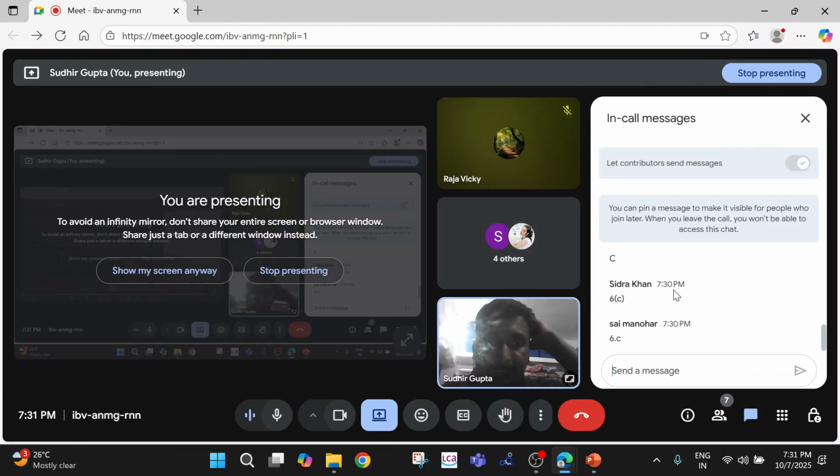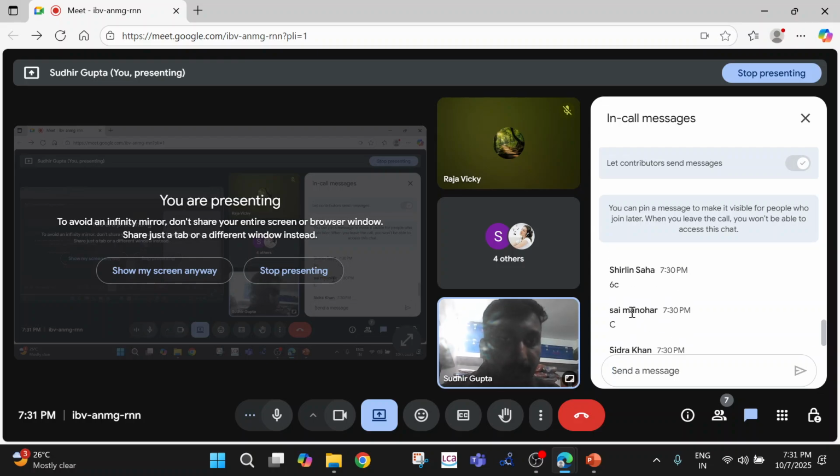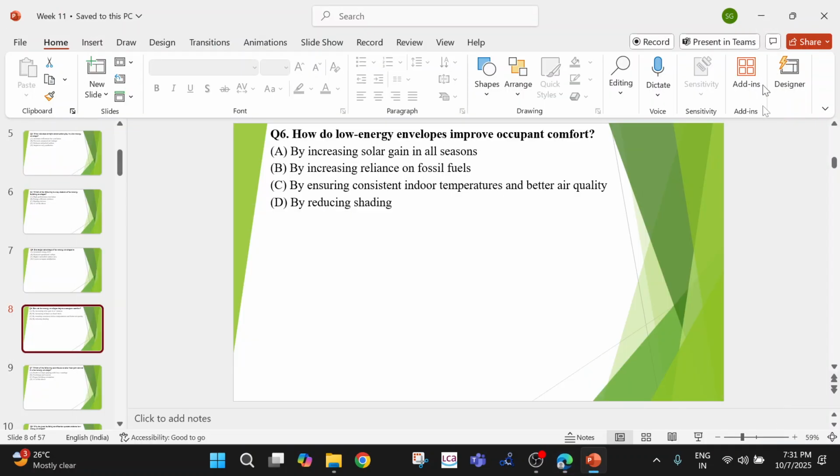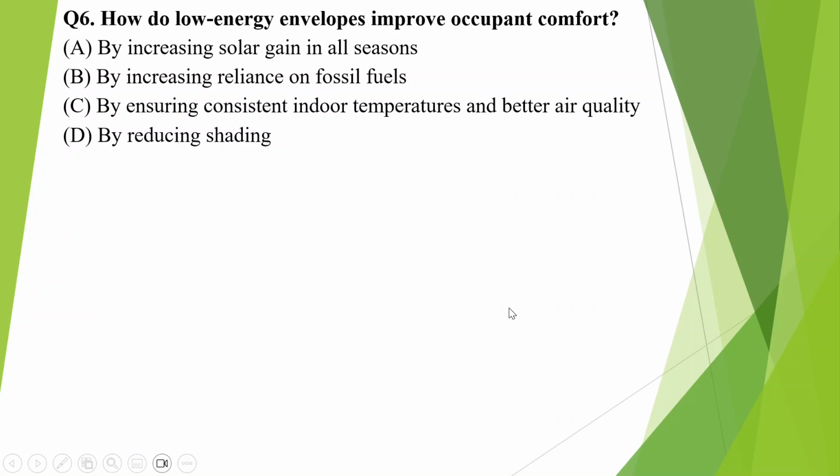As I can see, several people have marked their answers, and Celine was the first to answer this question. It's good. Others have also marked, and all of you are choosing only one answer, that is option C. I would like to tell you that all of you are absolutely correct. Option C is the correct answer for this particular question. A low energy envelope provides thermal comfort, daylight, and good air quality, which we have already understood. It ensures a consistent indoor temperature and better indoor air quality for the occupants.